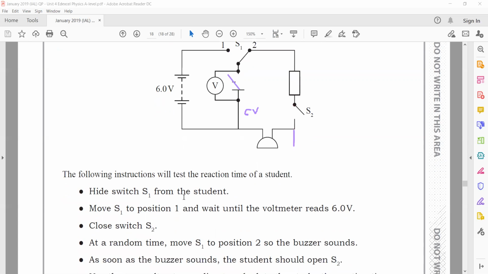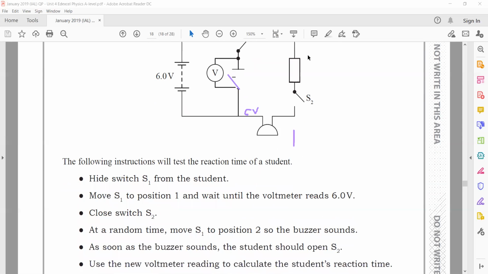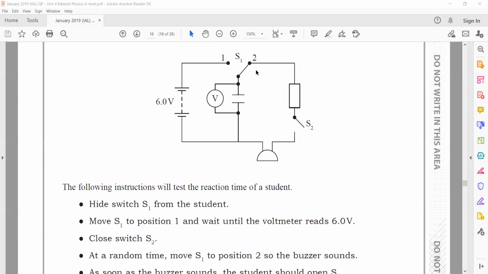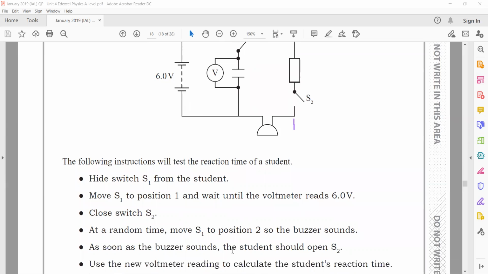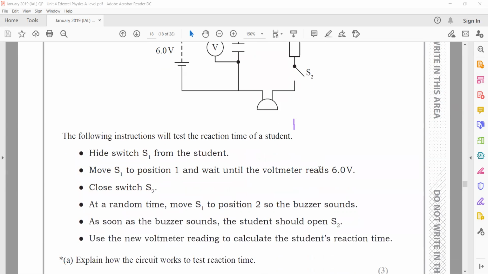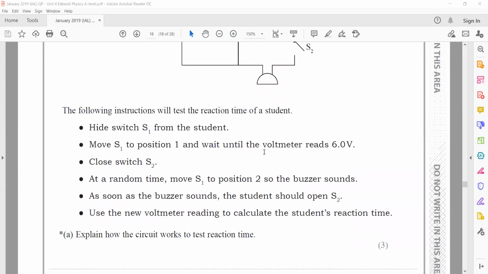And then at a random time, move S1 to position 2. When we move to position 2, the capacitor will act like a source of supply. The capacitor will discharge and the buzzer will sound. As soon as the buzzer sounds, the student should open the switch. So that will determine the reaction time. So use the new voltmeter reading to calculate the student's reaction time.